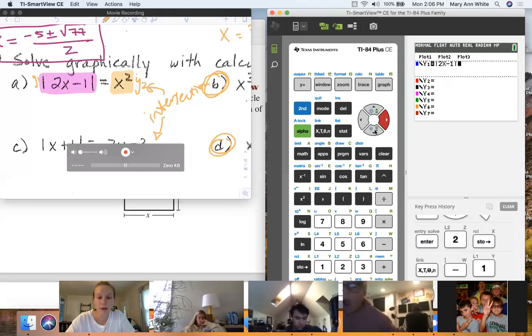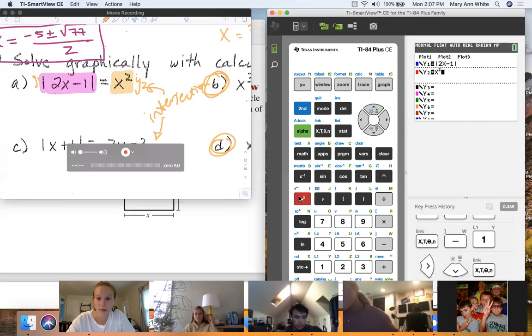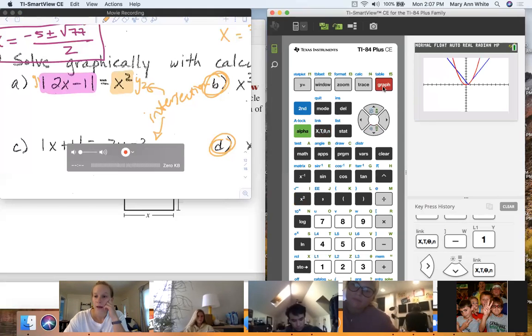And that's it for that one. And then for y2, I'm going to type in x squared. Now I want to graph these guys. So I'm going to hit graph. And I'm going to see where the blue and the red graphs cross each other. I'm going to see where they intersect.